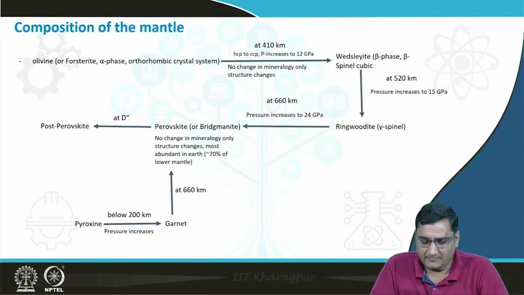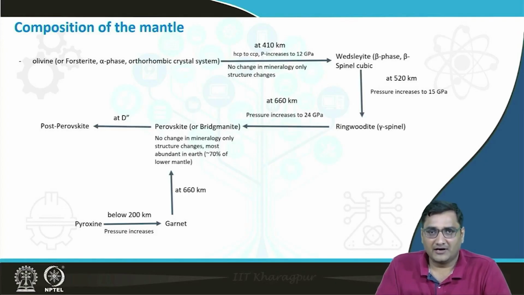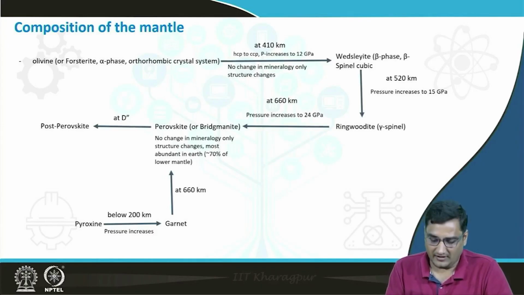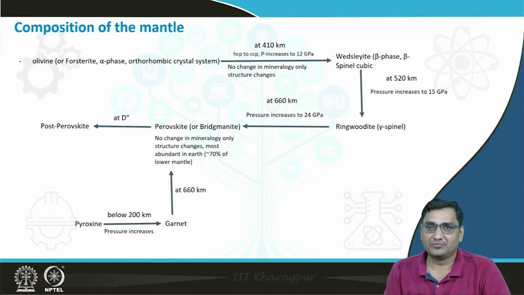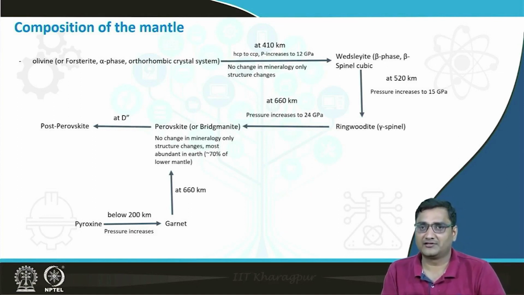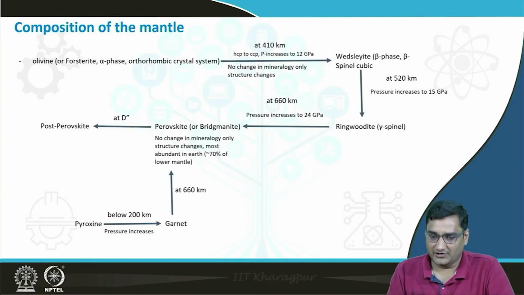So this is about the composition of the mantle. This is just a simplified summary, not for everything, but just to have a glimpse of what the composition of the mantle is and what kind of phase changes are happening in the mantle at the 410 kilometer discontinuity, 660 kilometer discontinuity, and 520 kilometer discontinuity.